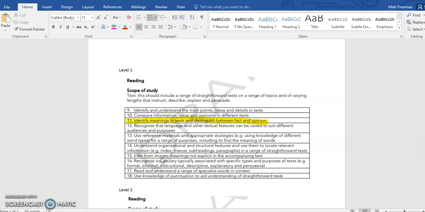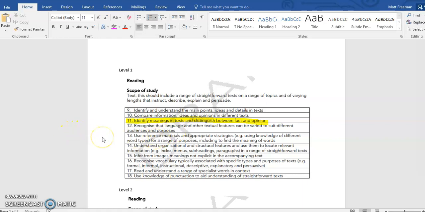Now, fortunately, the method that you use to get these answers, the actual processes you're using, isn't that different between the levels. However, the way they ask the questions may well be. So if we have a look here at level 1, and this is from the reading scope of study, we can see here 11 deals with identifying meanings in text and distinguishing between fact and opinion. So at level 1, they're going to be asking you things like identify one fact and one opinion from this section of the text, for instance. Okay? They don't necessarily expect you to deal so much with bias at level 1.